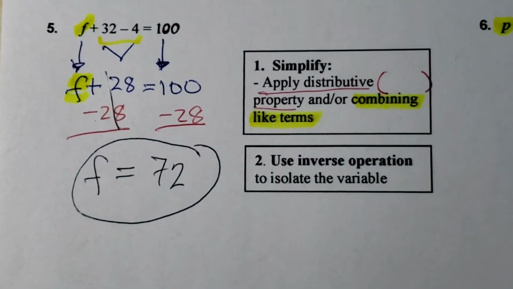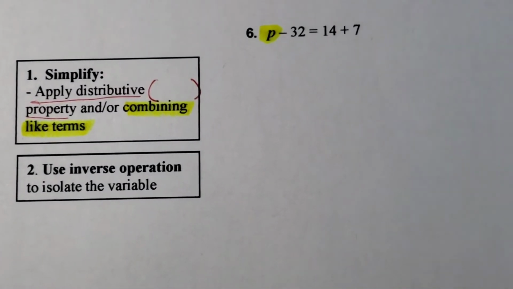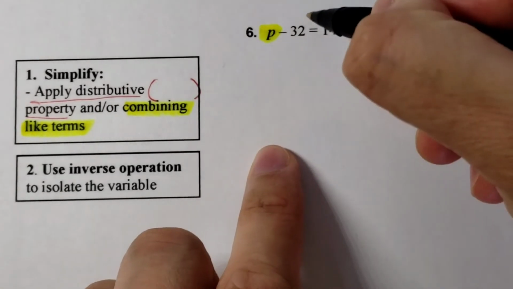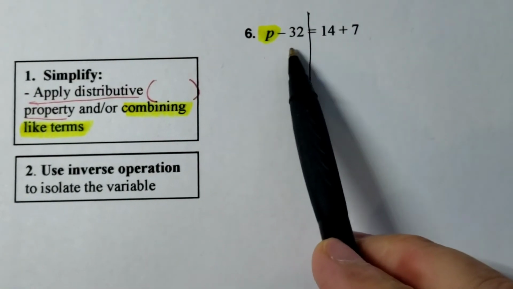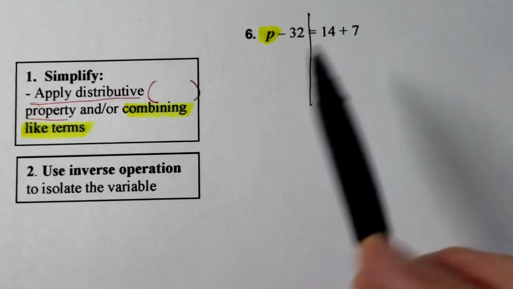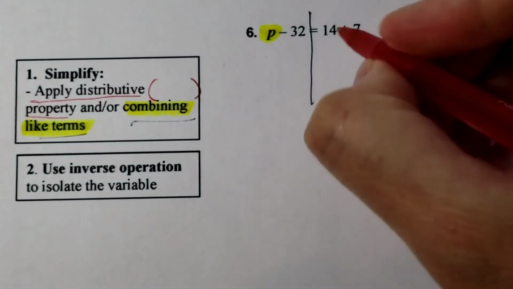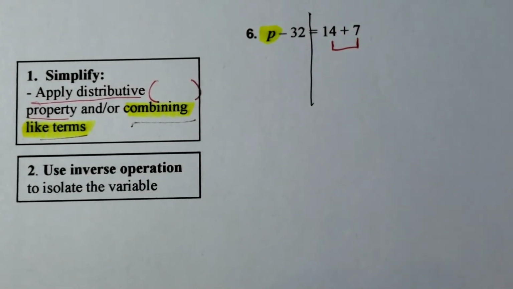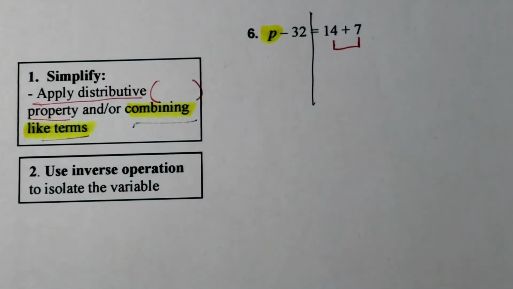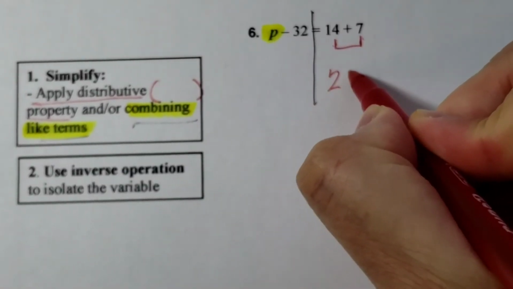Fairly easy. Now, number 6. p minus 32 equal to 14 plus 7. Again, on one side, it says p minus 32. On the other side, it says 14 plus 7. Again, we can combine like terms because both of these values are constants. That means they're just numbers. There's no variable to it. So 14 plus 7, that gives you 21.